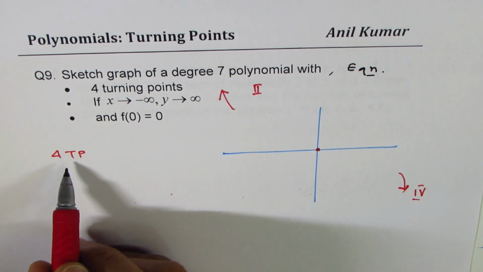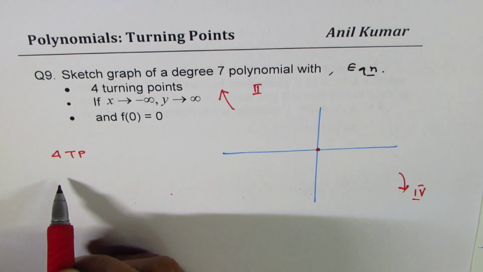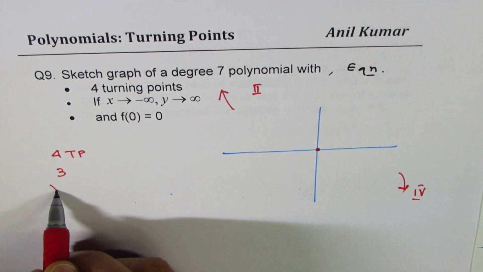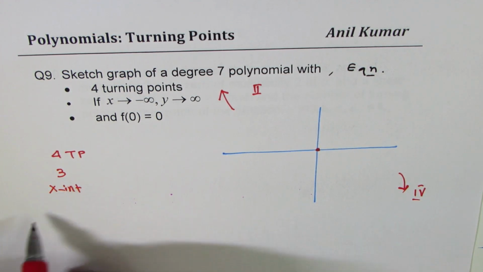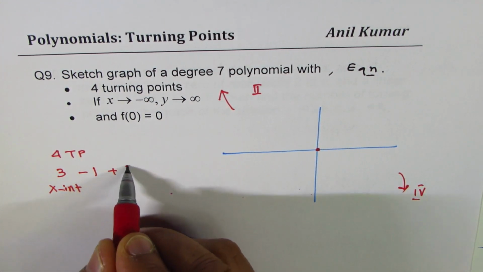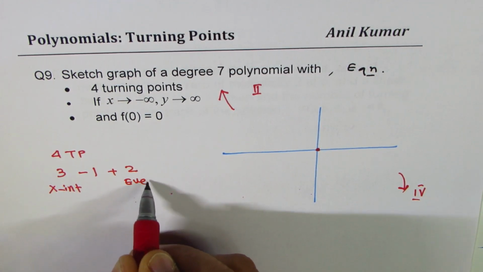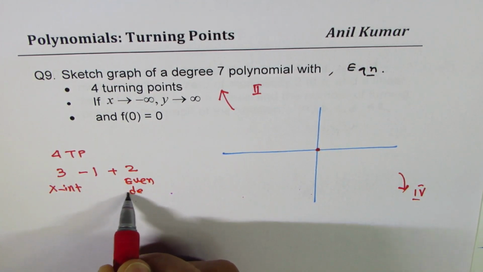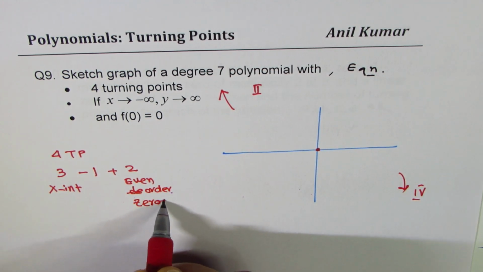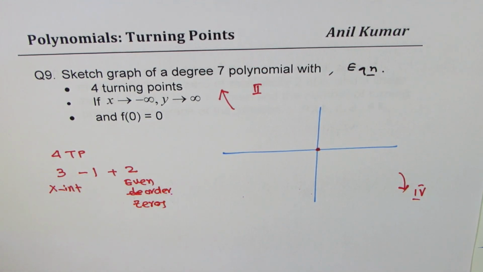So to make 4 turning points, I could do something like this. I could have 3 x-intercepts. Then I have 3 minus 1, which is 2. And I could have 2 even order, I should say order or multiplicity zeros. So out of these 3, 2 are even orders. You get my point. 2 are even orders. That means we turn at those 2, right?